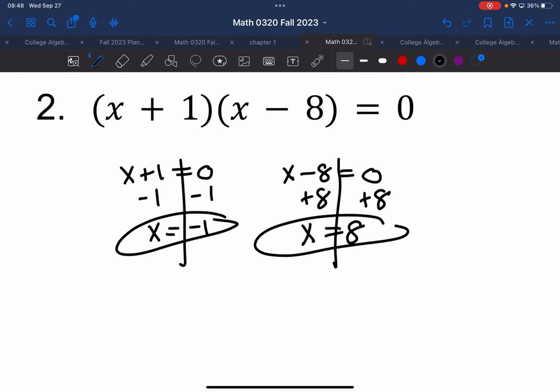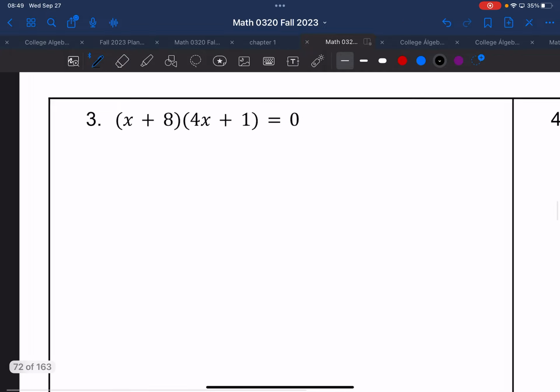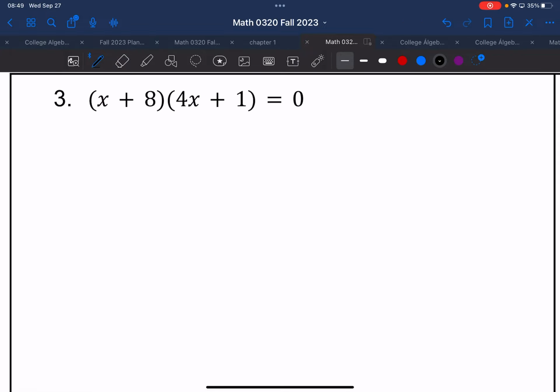Notice since we don't have any numbers in front of our x value, when we're looking at our answers after setting it to 0, all that's happening is that those numbers after x are just swapping signs. That's only the case when we don't have a number in front of x. Okay, go ahead and work on number 3. You're setting them each equal to 0. In this case, we do have a parenthesis that has a 4 in front of x, so it's going to be one additional step.